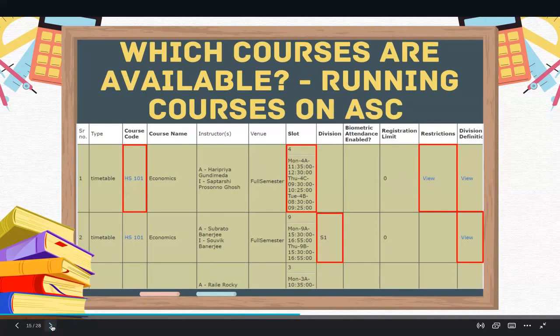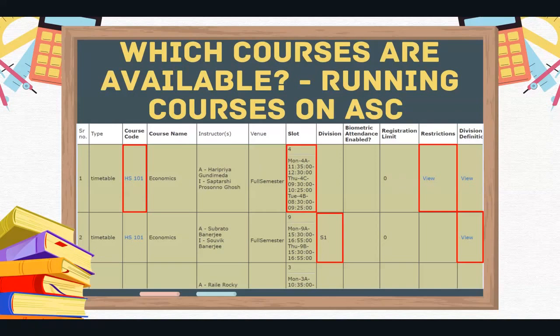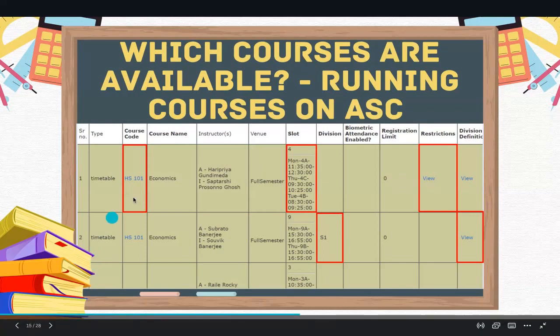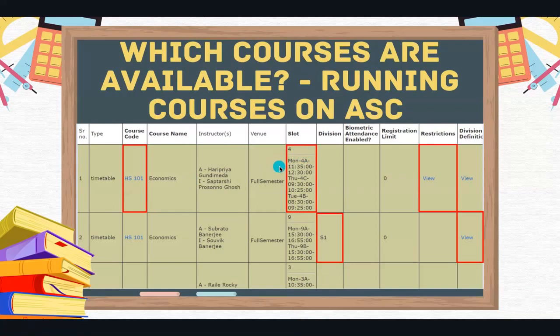Now I'll be talking about the running courses and slots. So you might have heard about the slots in which various courses run. Slots are basically a particular timetable that courses follow, and in that timetable the lectures are held for the slots. So for example, the HS 101 course runs in slot 4.